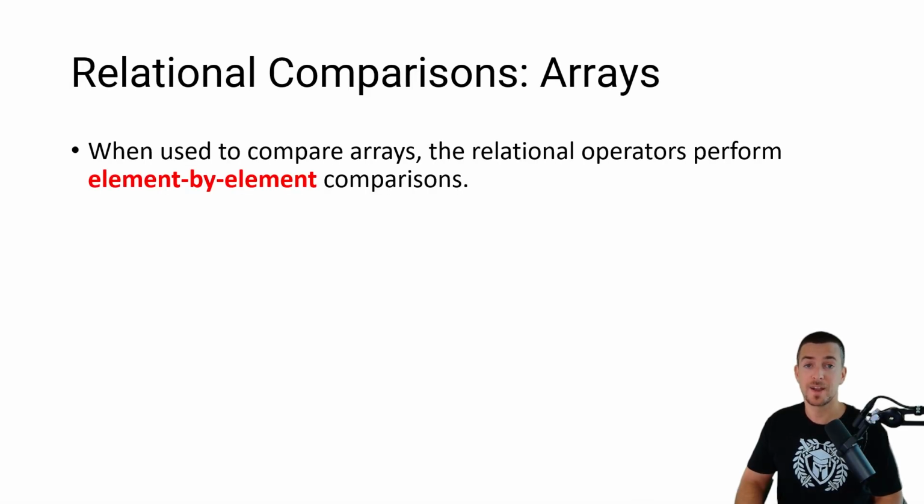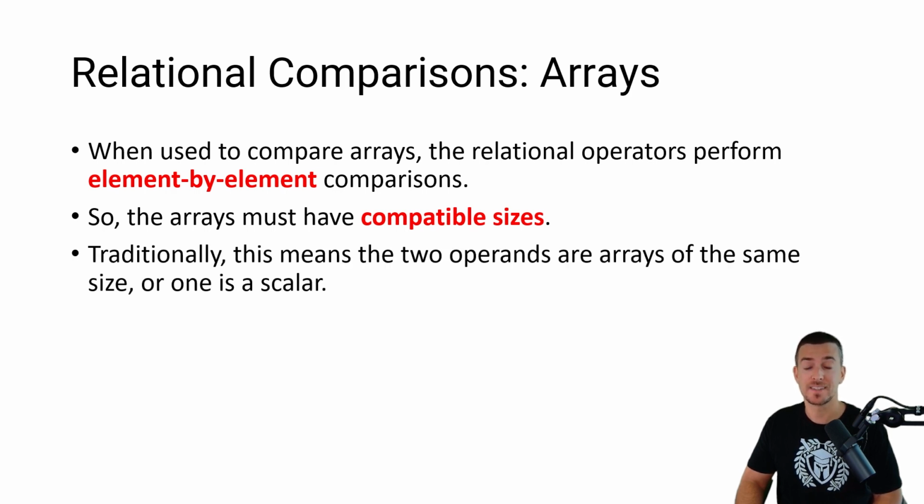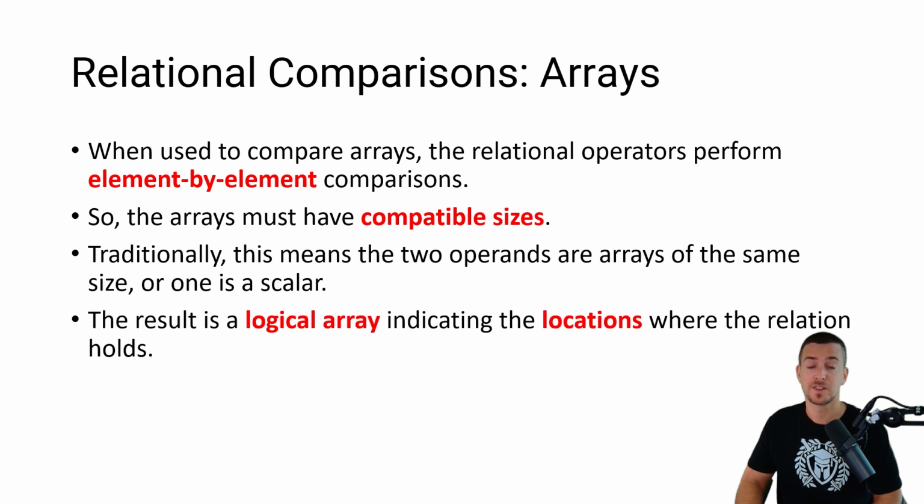When used to compare arrays, the relational operators perform element by element comparisons. So, the 2 arrays must have compatible sizes. Traditionally, this means the 2 operands are arrays of the same size, or one is a scalar. The result is a logical array indicating the locations where the relation holds. Alright, let's head back to MATLAB and work a few more examples.